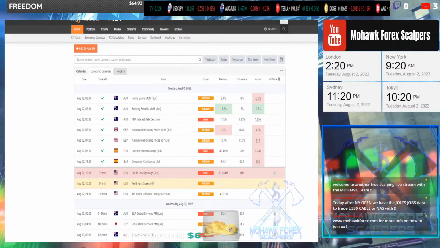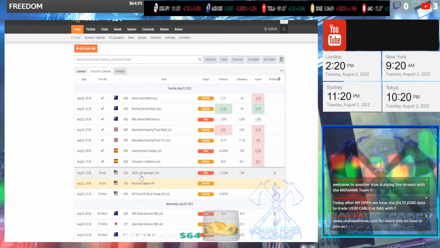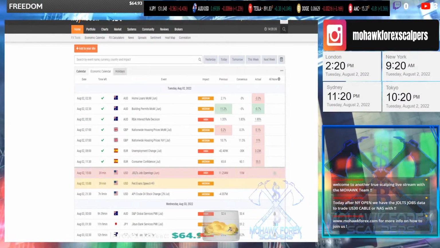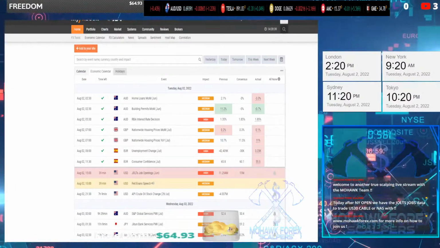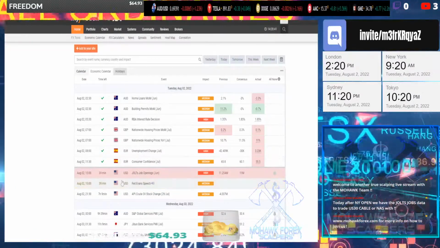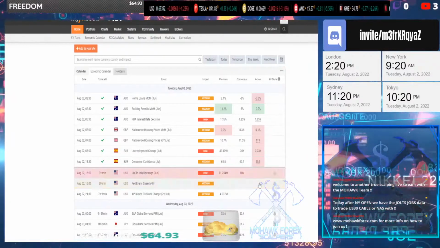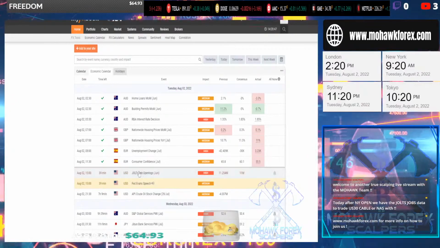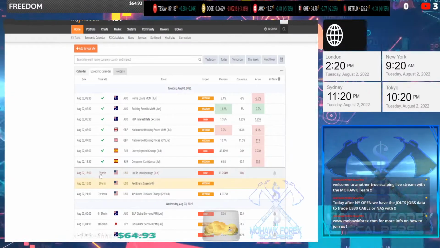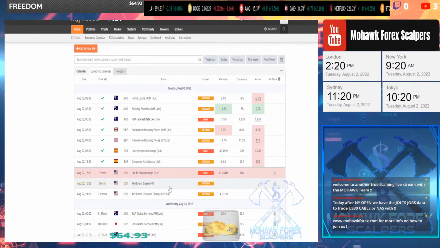On my chart here, I've got the JOLTS job openings, a precursor to NFP, which will be Friday. It's a warm-up with the JOLTS job openings, predicted to be less, so we'll see what we get, after 10 minutes.